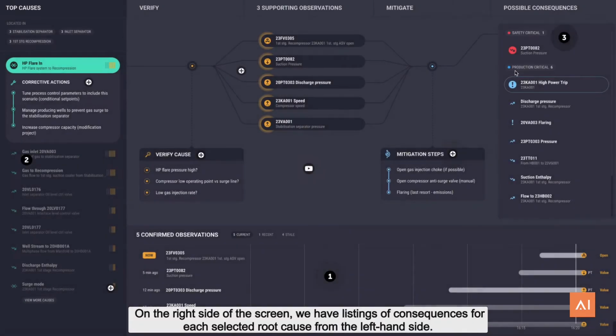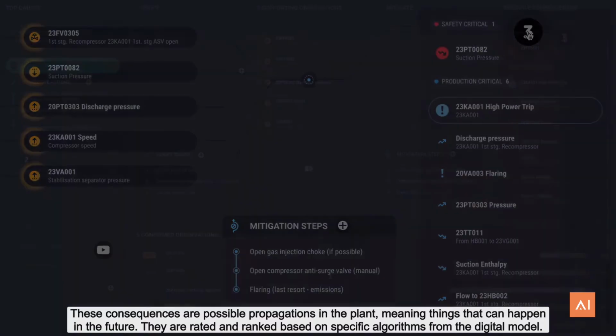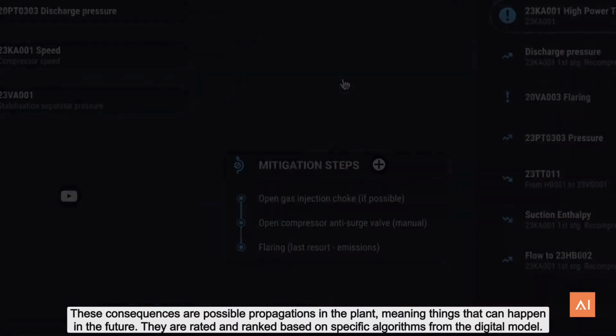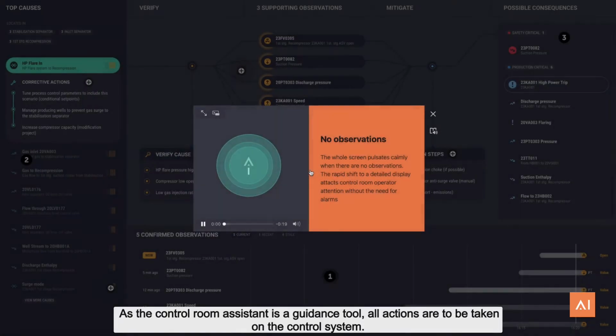On the right side of the screen, we have listings of consequences for each of the selected root cause from the left-hand side. These consequences are possible propagations in the plant, meaning things that can happen in the future. They are rated and ranked based on specific algorithms from the digital model. To handle a situation before it escalates to possible consequences, the system provides a guidance of steps to be taken. Mitigations. As the control room assistant is a guidance tool, all actions are to be taken on the control system.